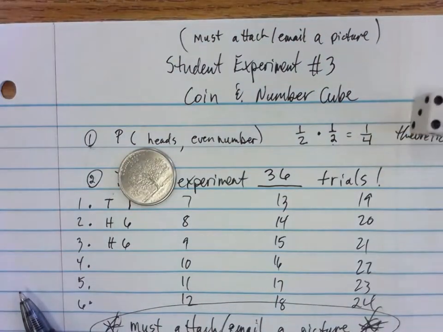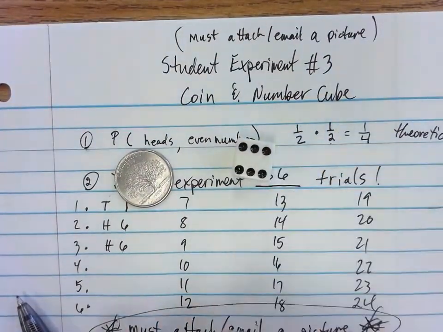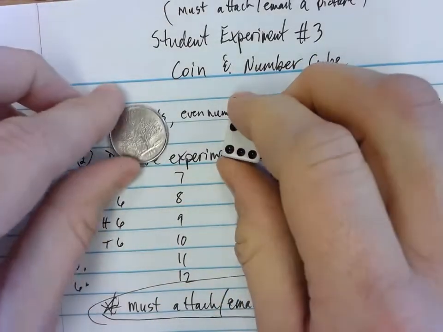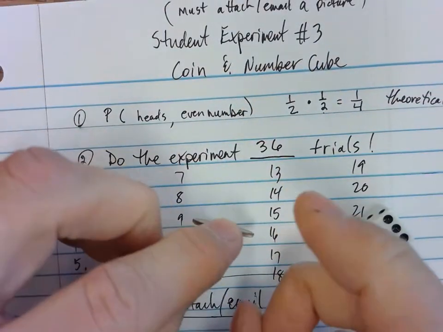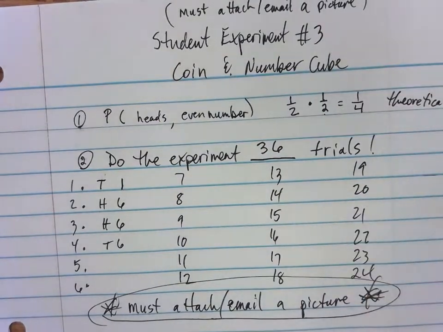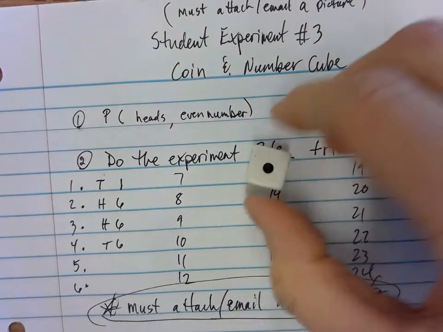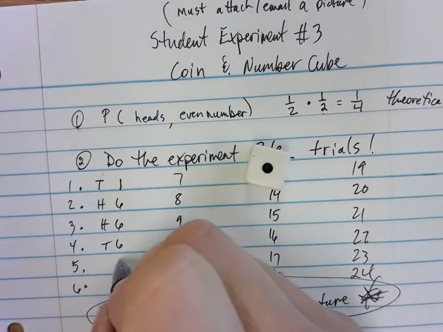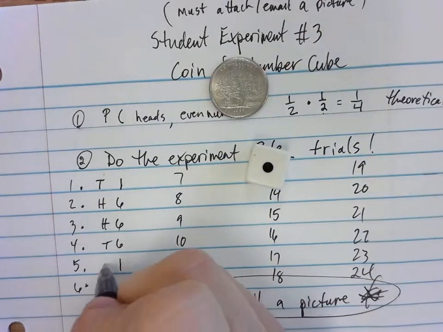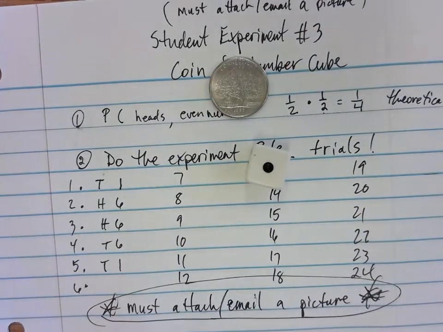Probably start over. So I got tails and a 6 this time. Alright, so you can see what I'm doing here. Even though I'm swinging and missing, I've got to do that again. There it goes. I was trying to do it too easy. I'll do it one more time. So I got a 1 and tails. Alright, so you're going to do that 36 times.